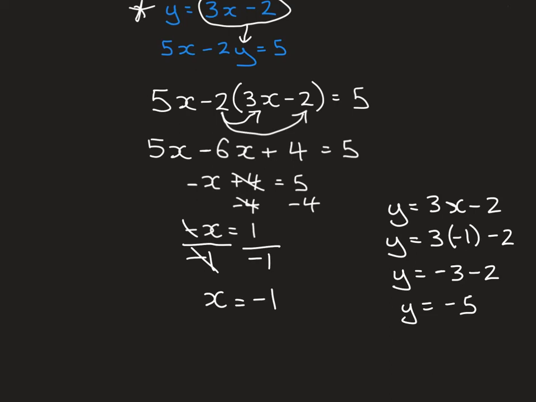So remember to write this as a coordinate point. So the solution is, our coordinate point is going to be x is negative 1, y is negative 5, and that's the solution to our problem of where those two lines intersect.